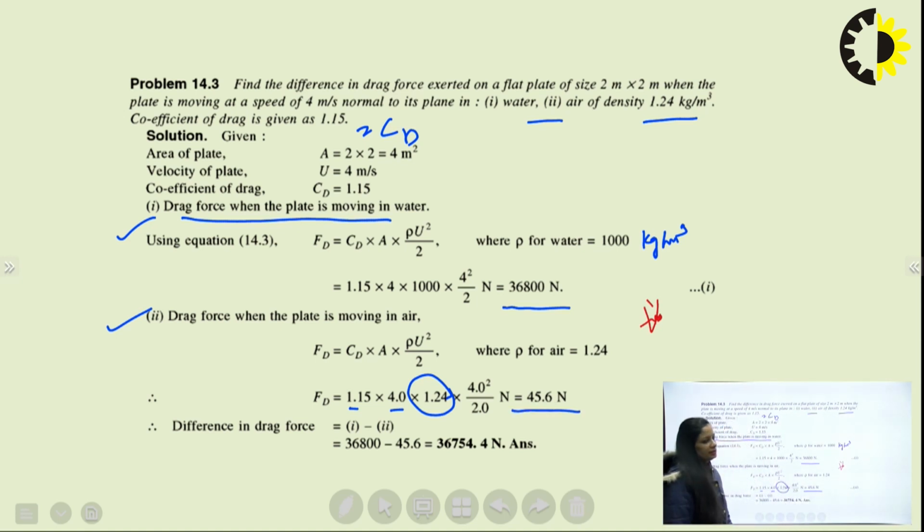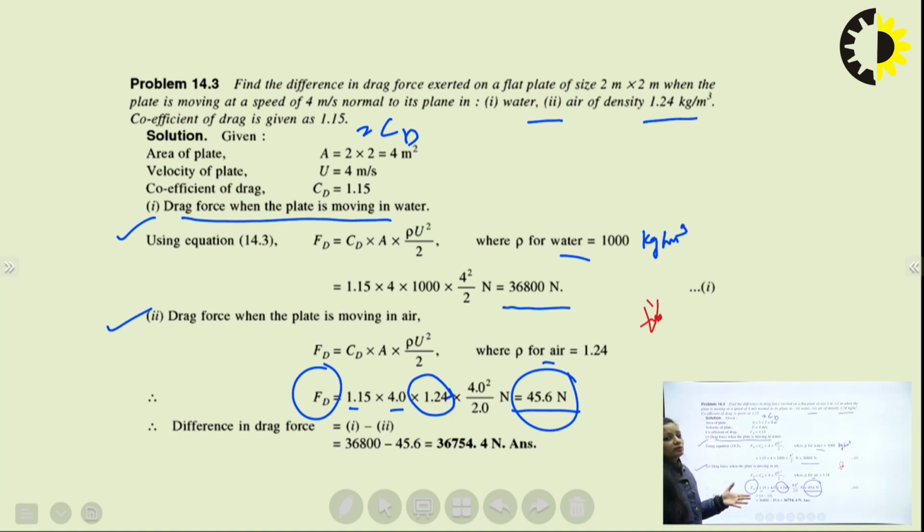So the drag force in air you will get as 45.6 Newton. In the previous lecture I told you that whenever the media is changing, obviously the drag force will be different for the same case, because the drag force depends upon the density of the media. Here you can see from this example also, when the media was air, the drag force was 45.6 Newton, but when the media was water, the drag force was 36800, far more than this value. So the effect of media comes under consideration when we are calculating drag force on a particular body.